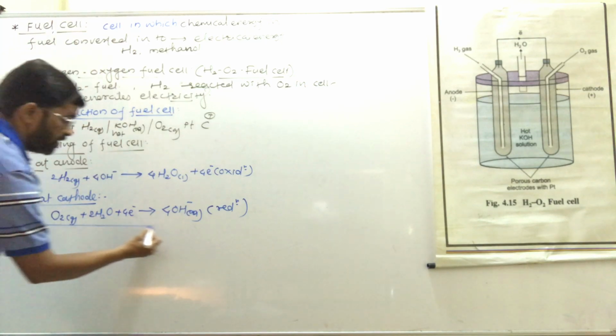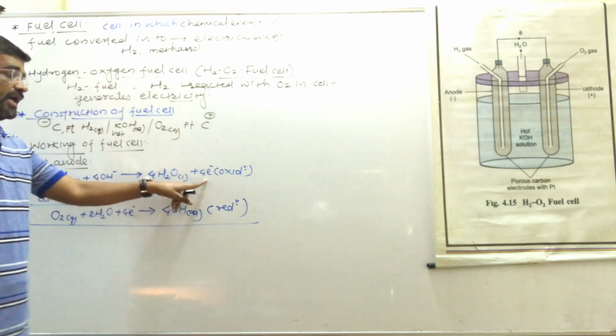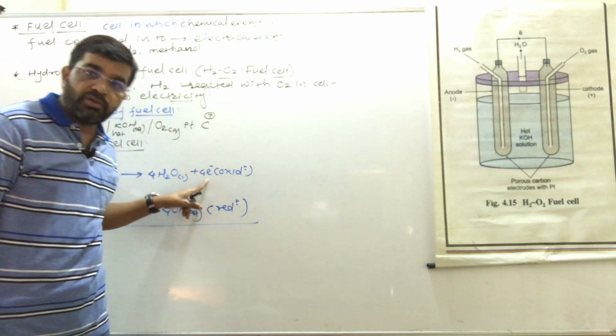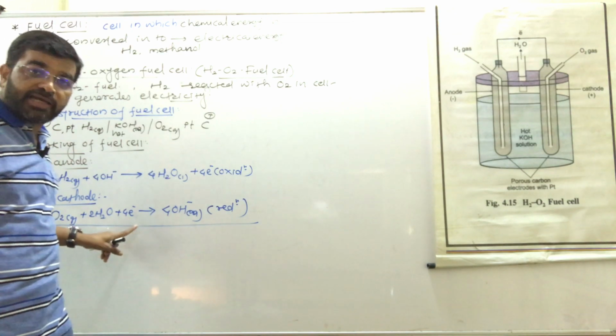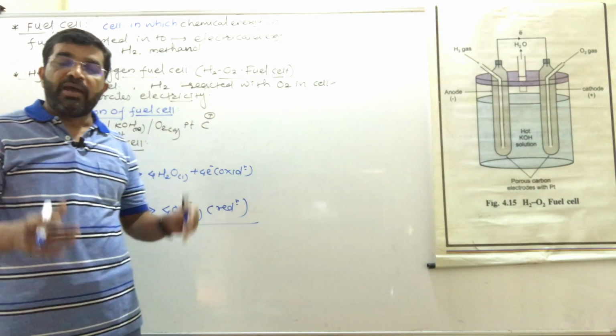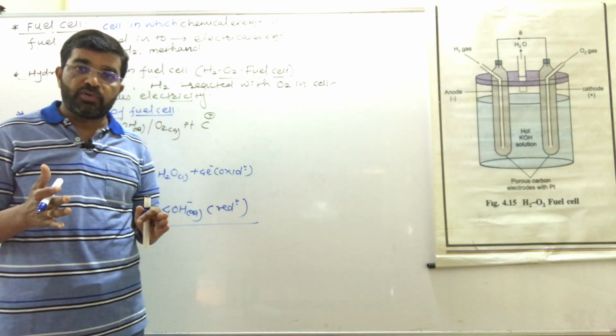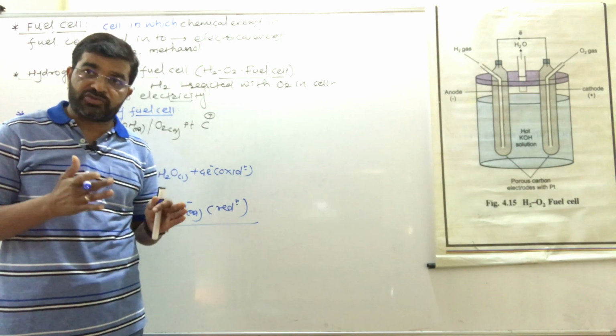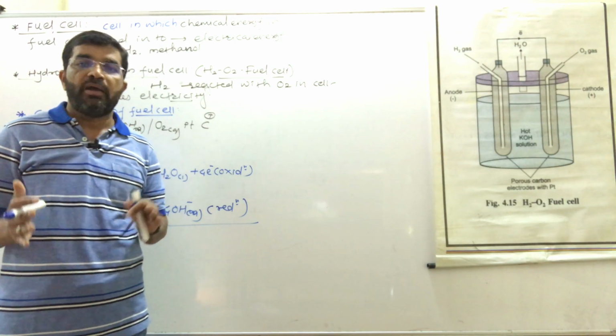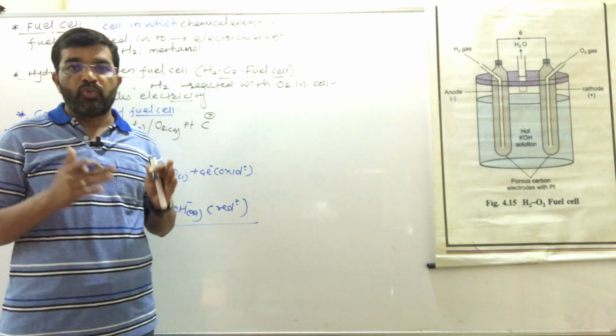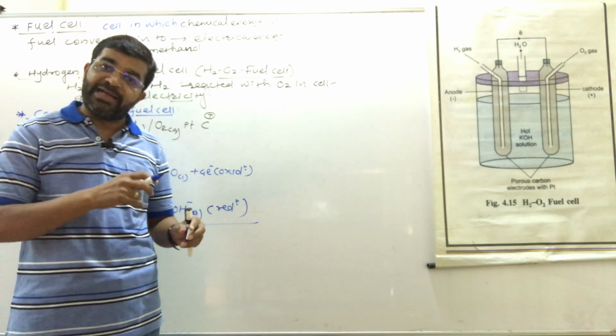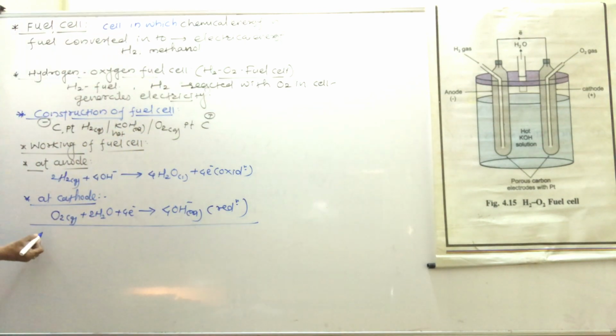Now see, oxidation takes place at the anode, with loss of 4 electrons. Reduction takes place at the cathode, with gain of 4 electrons. And now from these two half reactions, oxidation at the anode and reduction at the cathode, we have to write the net cell reaction, the overall cell reaction.